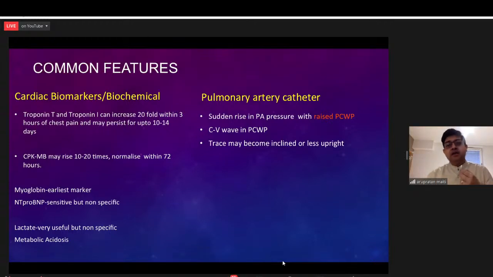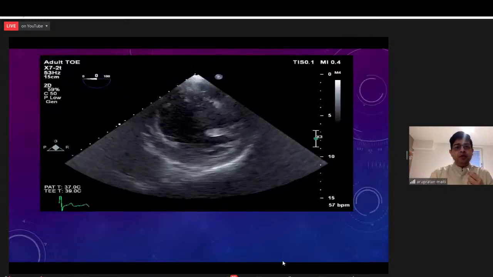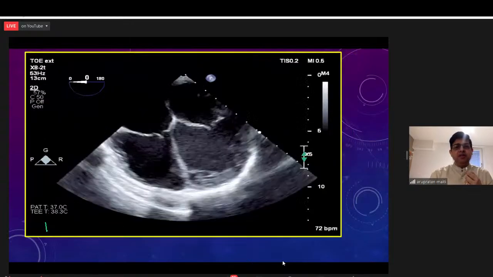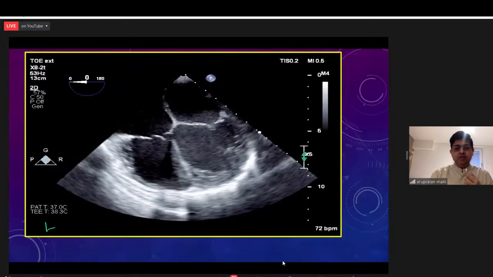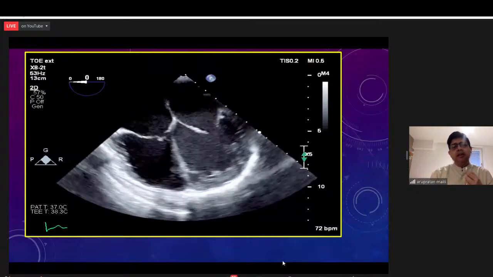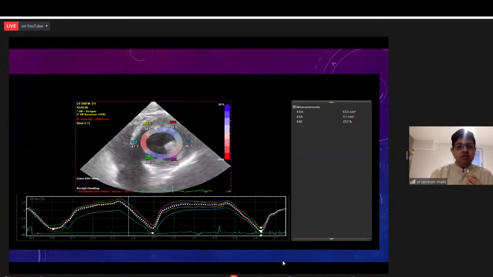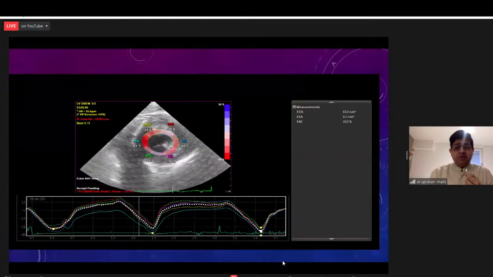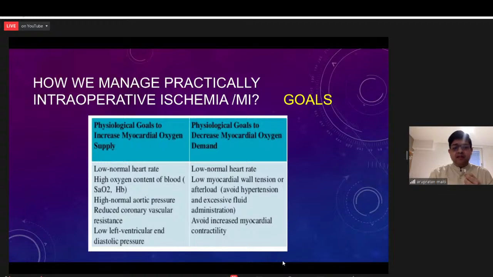If you have a pulmonary artery catheter by chance, then you will see that the PA pressure has suddenly gone up with a raised pulmonary capillary wedge pressure, which indicates the high LA pressure. You can have a CV wave in PCWP. In the TOE, we mostly see the basal transgastric short axis view to know the territory. Also, you see the four chamber and everywhere. And if you're suspecting a myocardial injury, but the ventricular function is all right, you can use speckle tracking to see if there is any subclinical ischemia.